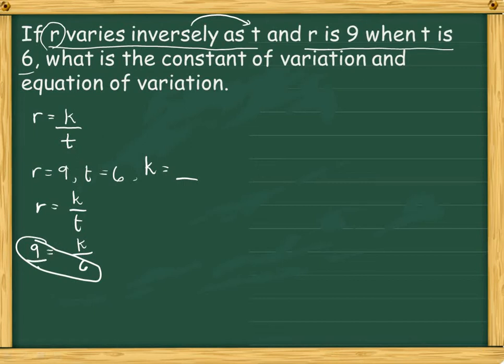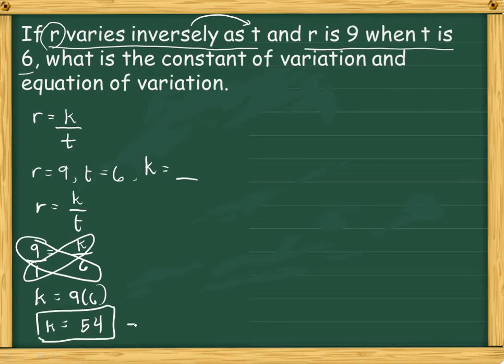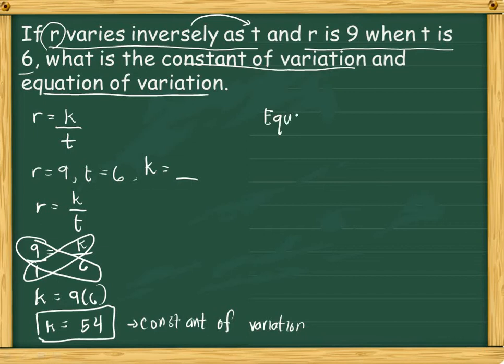So, denominator ng whole number is 1. So, 1 times k is k is equals to 9 times 6. 9 times 6 is 54. So, k is equals to 54 is what we call the constant of variation. So, we're done sa unang unknown. Let's proceed to the second unknown, which is equation of variation.